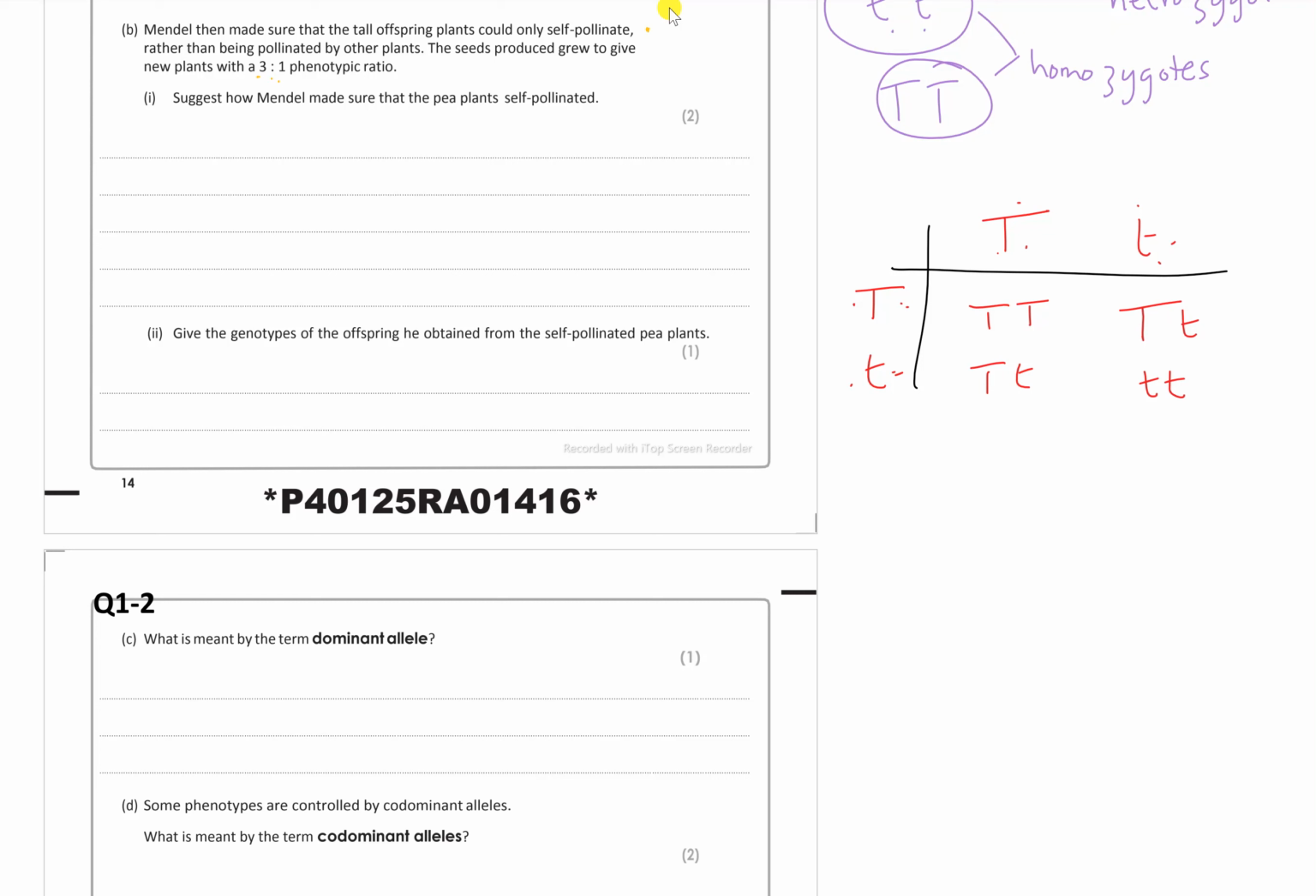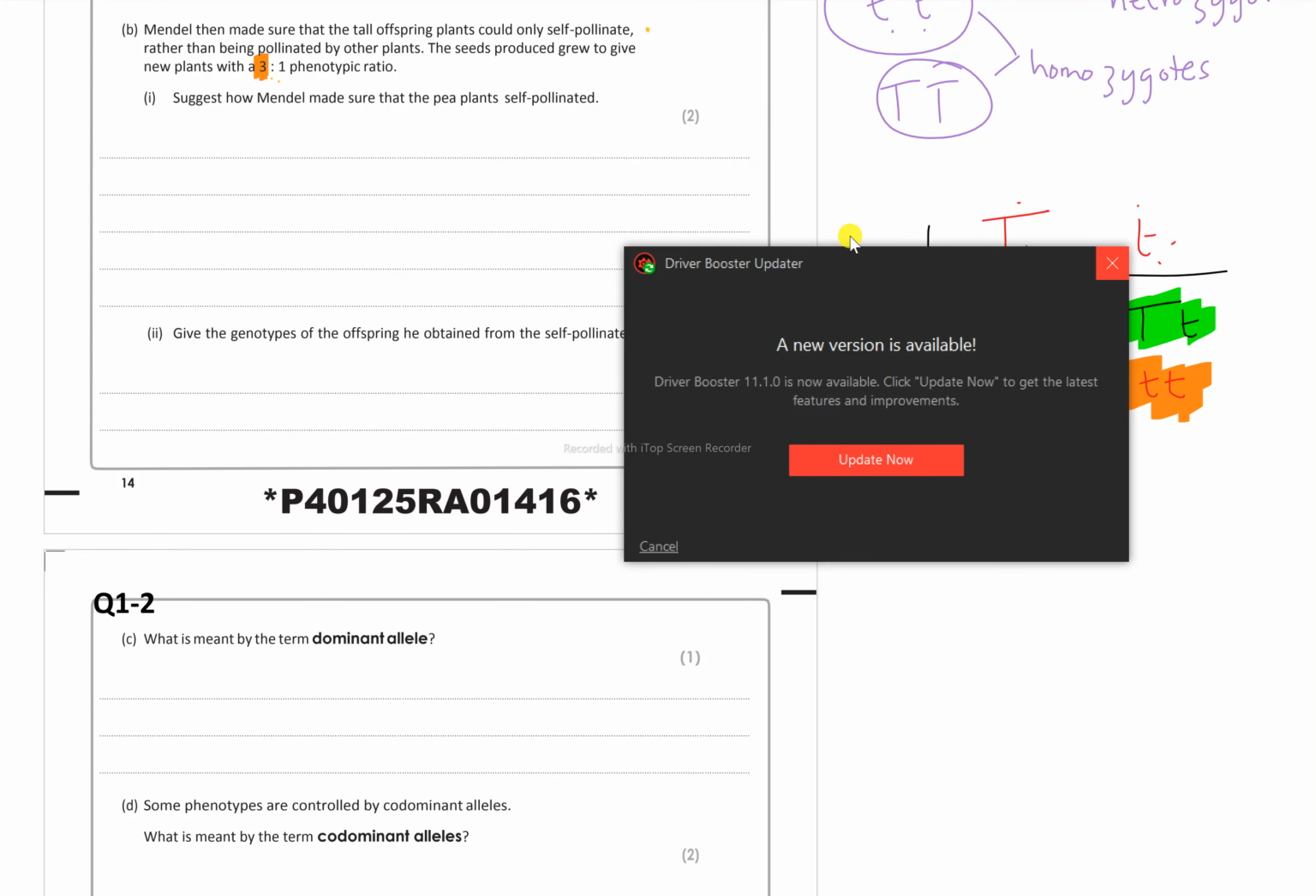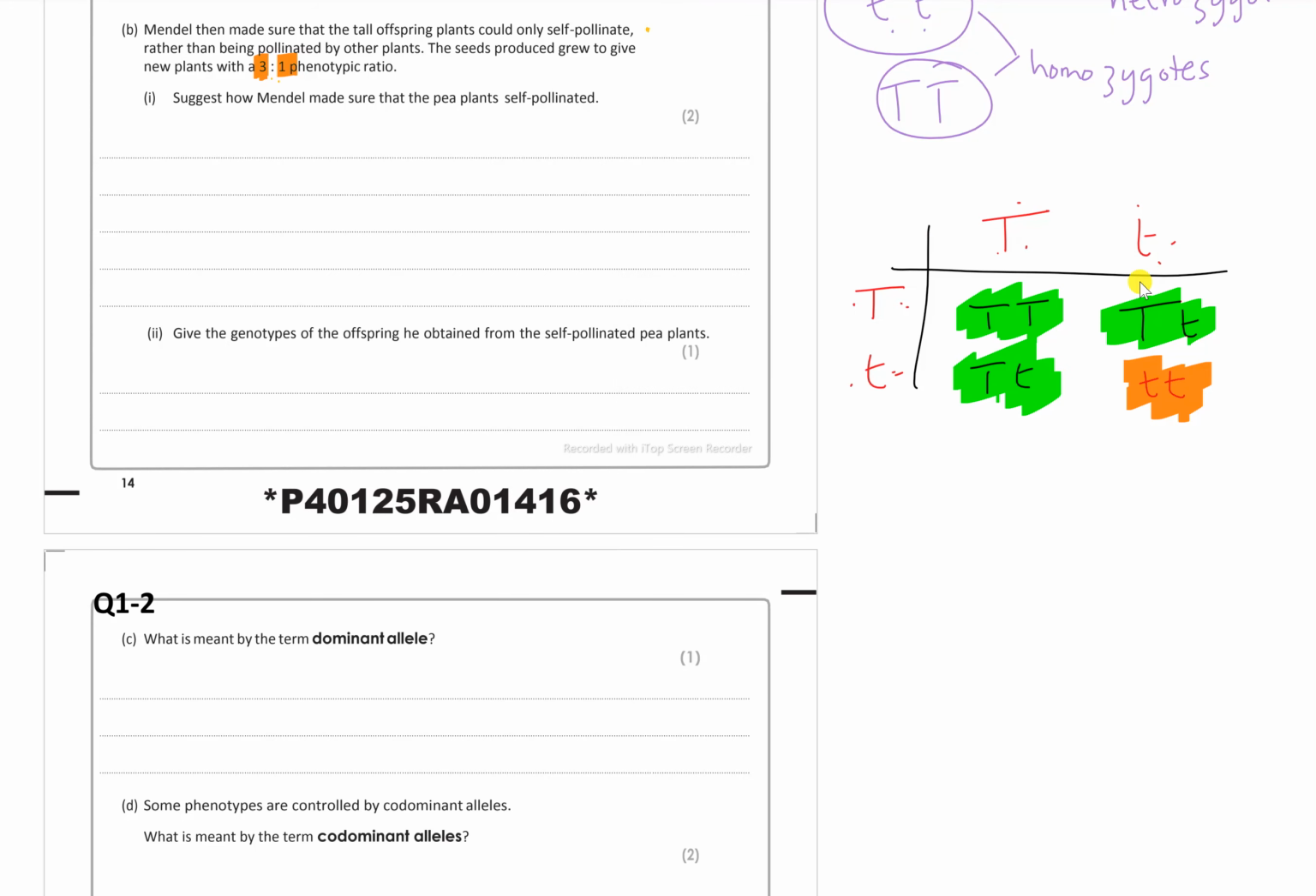Now, what's the offspring ratio? That's going to be tall, that's going to be tall, that's going to be tall because they've got the big T and that is the dominant one. And then that'll be short. That's why they said 3 to 1. 3 tall, the green ones, and 1 short, the orange one. That's not answering the question. That was just giving you a bit of background. It's good to know this.